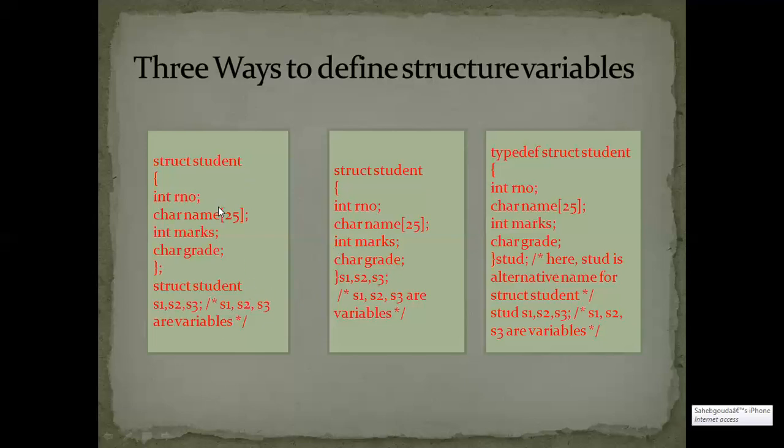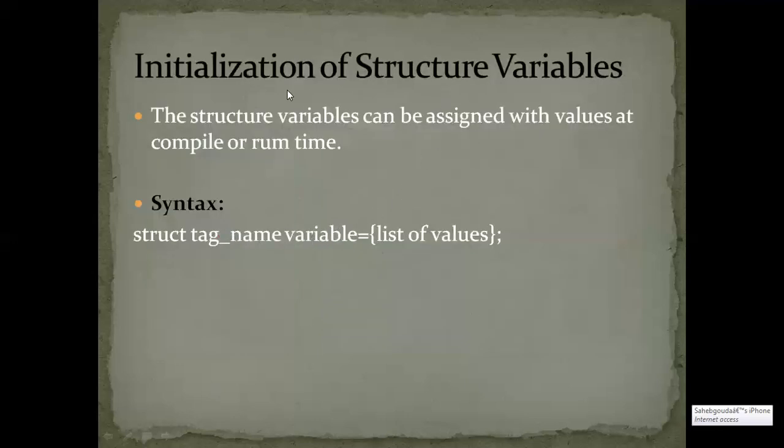You can go with any one form. Okay, so we should know all three forms of how we can define the structure variable. Understood? Okay. The next concept is initialization of structure variables. So how can we initialize? The structure variables can be assigned values at compile time or runtime. So we'll see the syntax later. We'll see the compile time and runtime structure variable initialization.